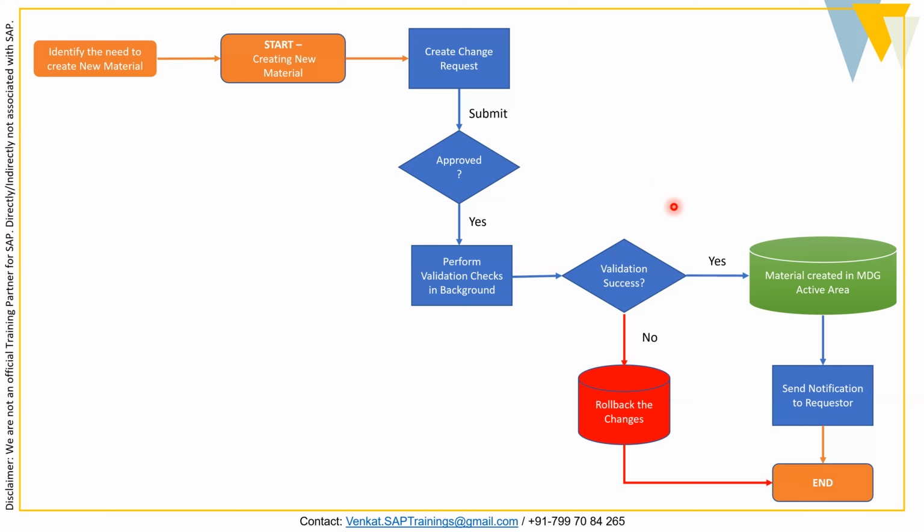Venkat. In the single decision table, I go with the submit and approve steps. And coming to the user agent, I just go with the approved step. And in the background step, I'll go with validation success and 31 and 30. And notification as well.